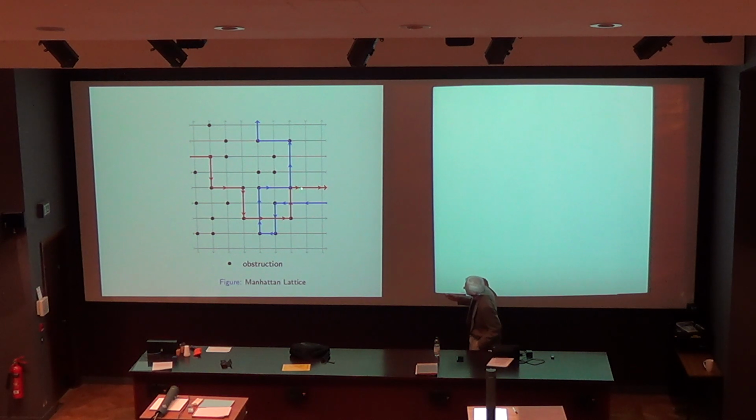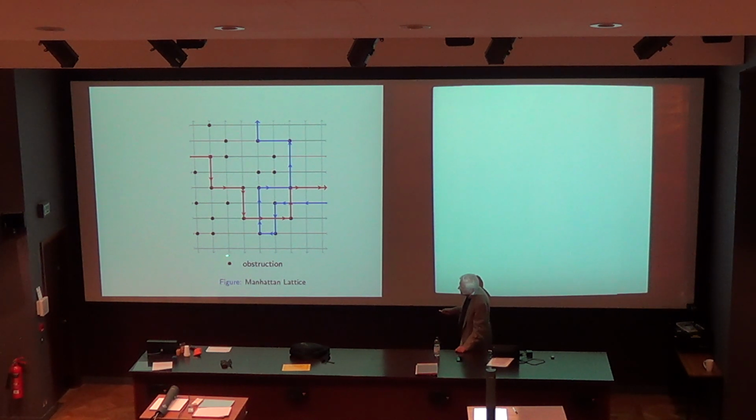See, these guys can cross, but they cannot share an edge. Once you've got an edge, then you have to follow the rules of the road, and that determines your trajectory. Okay, so it's a very simple process.